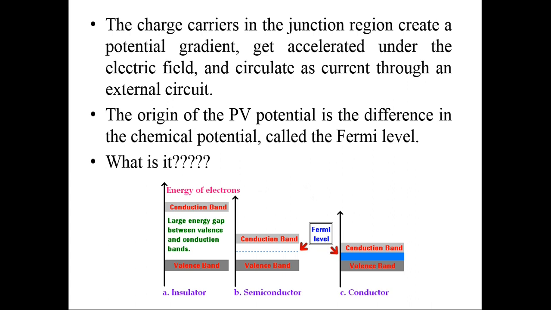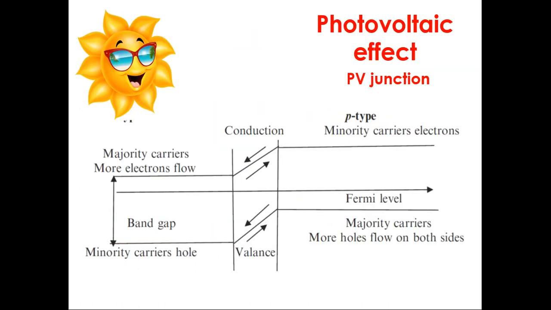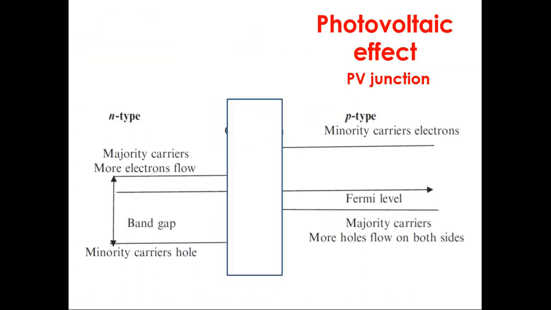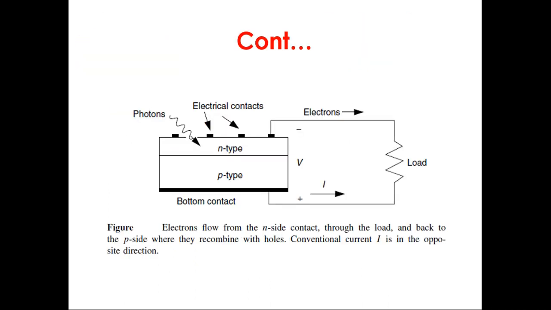But in the case of semiconductors, if you talk about the Fermi level, the gap is very large in the case of an insulator, marginally small in the case of a semiconductor, and overlapped in the case of a conductor. So the origin of the PV potential is the difference in chemical potential, which is the so-called Fermi level. When these two levels become equal by light falling onto this, then power is generated.